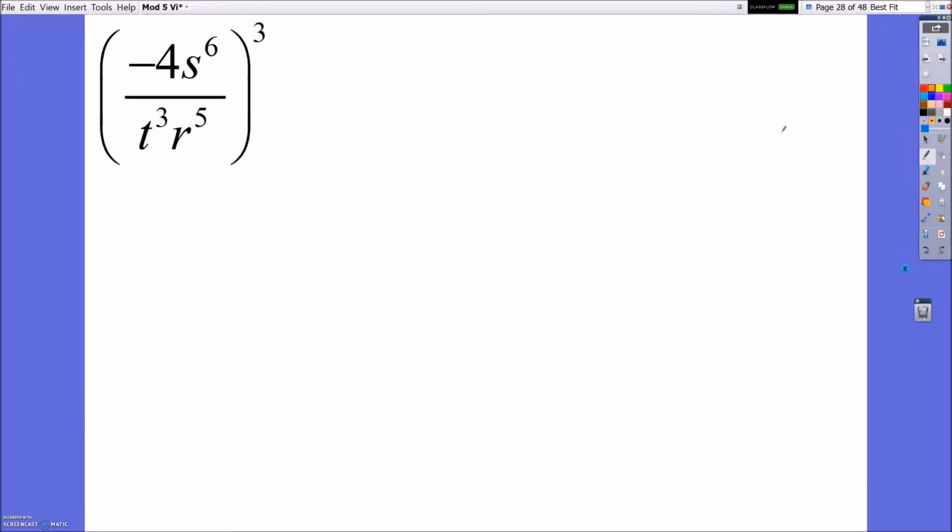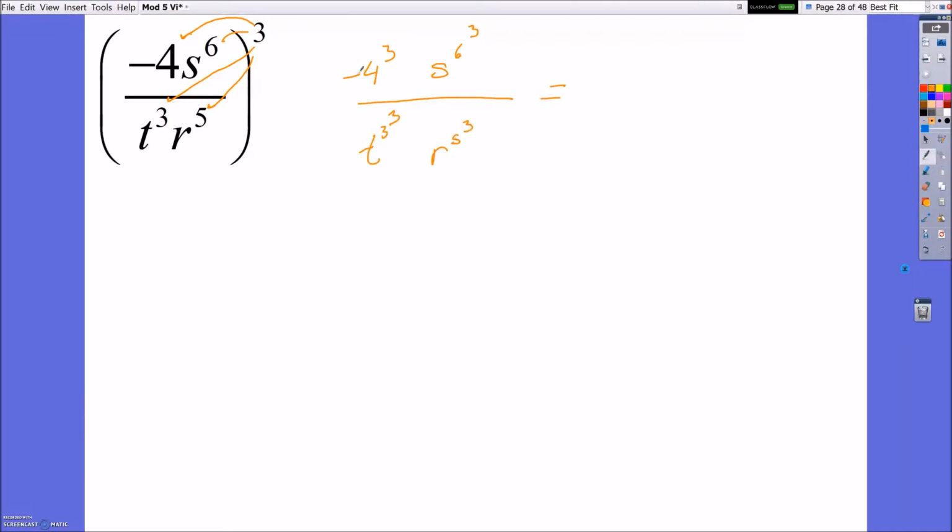This one looks a little trickier. I have a few more things I need to do to it. So what I'm going to do is, I have parentheses, so I'm going to focus on PEMDAS and see if there's anything I can simplify within the parentheses. And I can't. So now I'm just going to start distributing. This is -4 to the third power, s to the sixth power to the third power, t to the third power to the third power, and r to the fifth power to the third power.